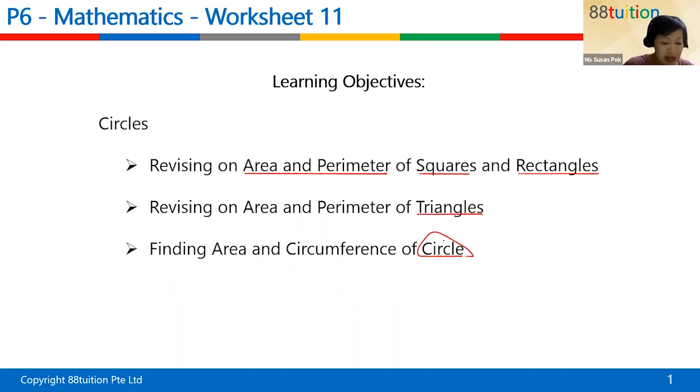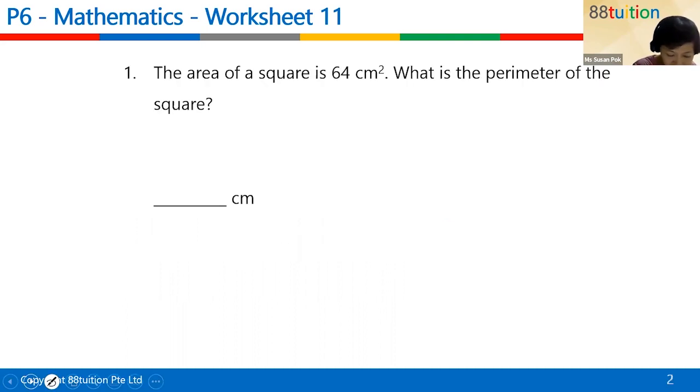Same thing, we will be going through the questions, but not every question, because some are repeated ones, then I leave it for you to explore. This one's so easy.